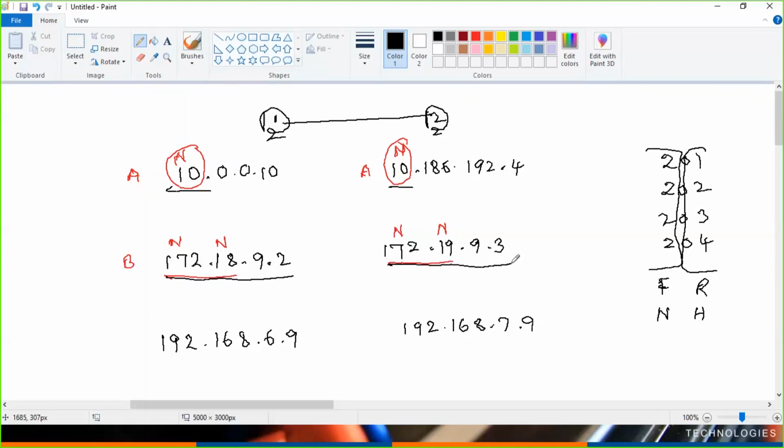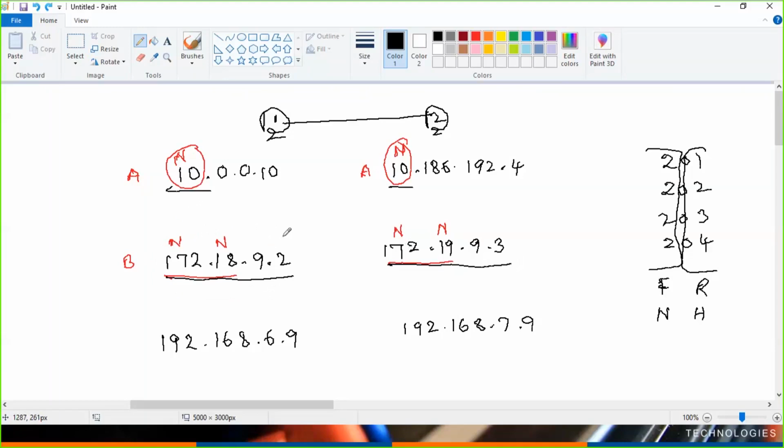Then a router. What is the purpose of a router? Yesterday we clearly discussed it. A router is a device which enables communication between two or more different networks. So now this is in one network. What is the network ID of this IP address? 172.18.0.0. For this network, 172.19.0.0. Both are in different networks. So for different network communication, if we use a router between these two devices, then they can communicate.